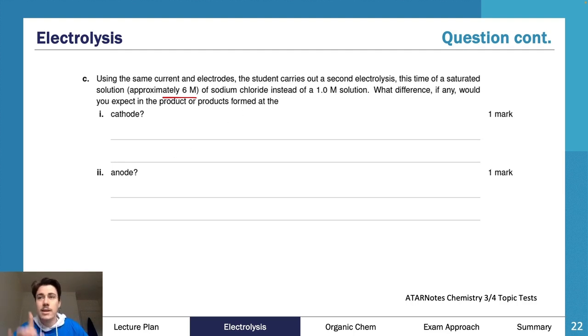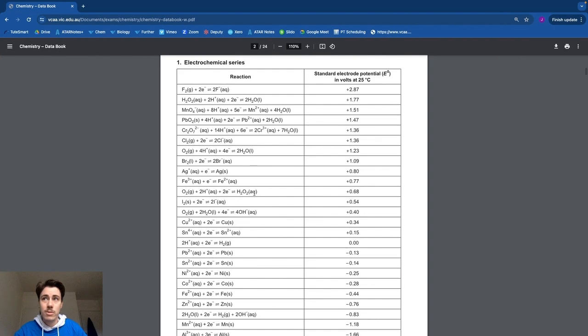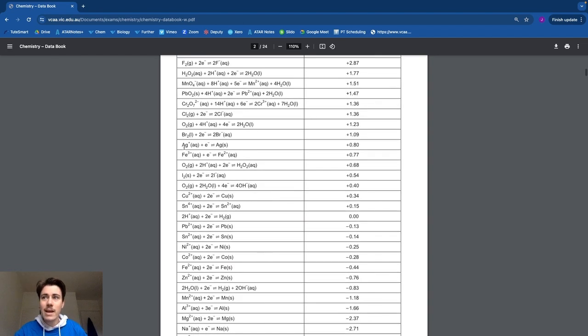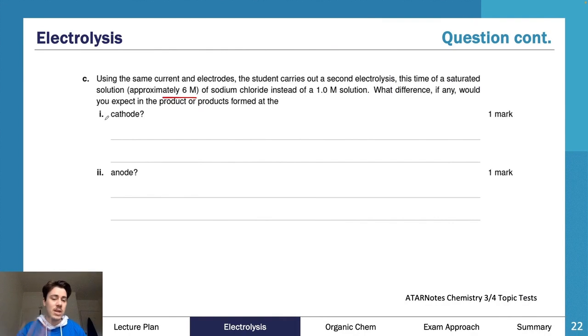So, you need to go back to your electrochemical series. It's really important here that you have your electrochemical series up. I really highly suggest having your data book up on a tab or in front of you, and going back to your electrochemical series and asking, all right, what's going to change here? So I want you to have a go at this question. 3, 2, 1, pause. And hopefully you're back.